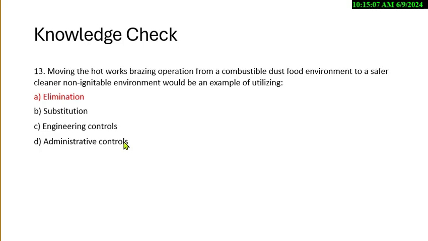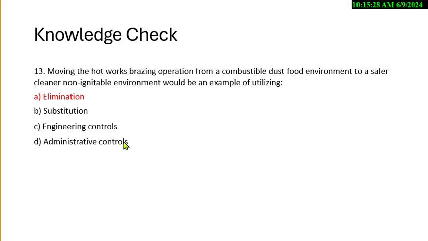Okay, the answer is elimination. What we've done is we're going to do brazing, which creates heat, and then move it to a nice area, like maybe all concrete or steel, where there's really no more fire hazard. So we have eliminated the fire hazard by taking that operation out and putting it in an area where there's no fire hazard. That's a little bit tougher.